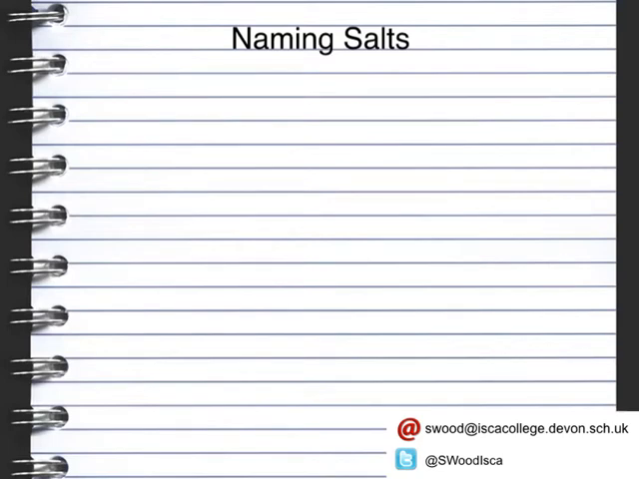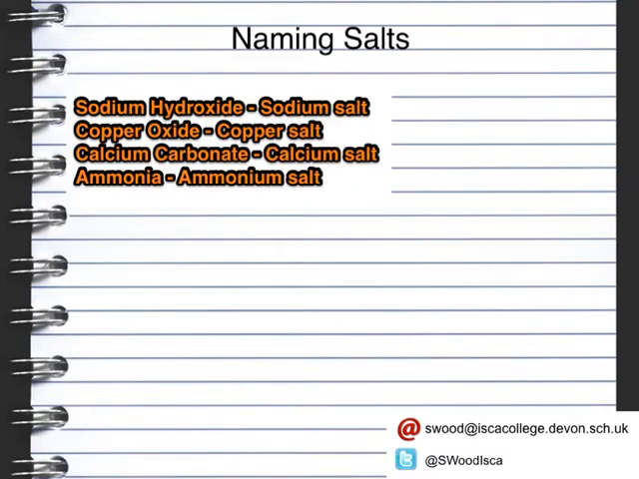Whenever we have an acid and base reaction, we will have several different parts to the reaction. Whenever we have a base, there will always be a metal part of it, with the exception of one, which is ammonium, and I'll come on to that in a moment. The name of the metal will help us to work out what the salt is. So we've got here some common bases which will make different salts.